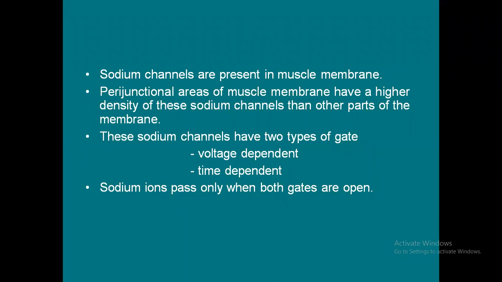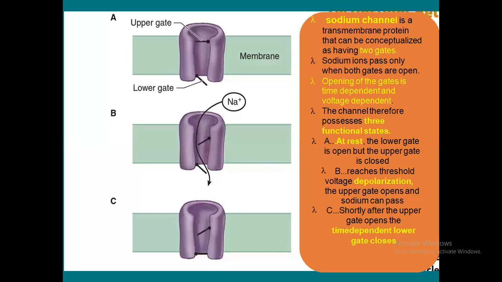Sodium channels are present in the muscle membrane. Perijunctional areas of the muscle membrane have a higher density of these sodium channels than other parts of the membrane. These sodium channels have two types of gate, as I've already told: voltage dependent and time dependent. Sodium ions pass only when both gates are open. I have already told this enough number of times. This is the picture of the same thing which you have seen and understood. With the opening of sodium channels and entry of sodium, calcium ion release occurs.